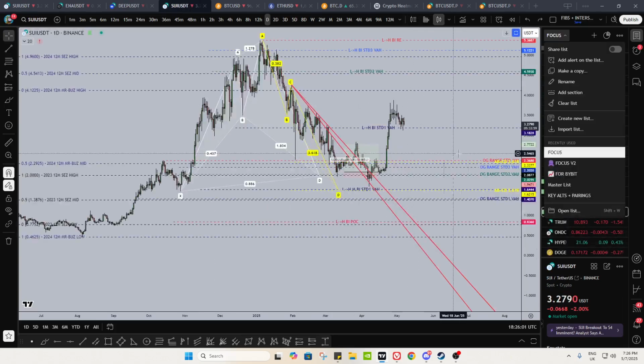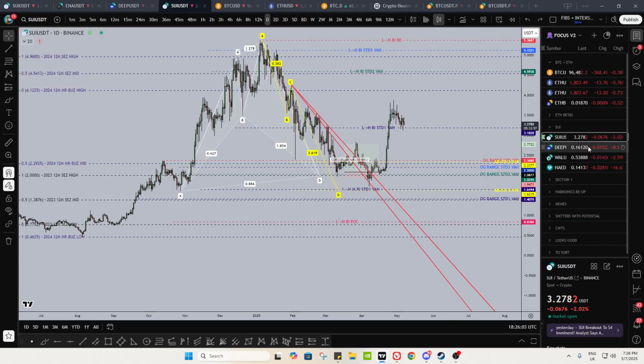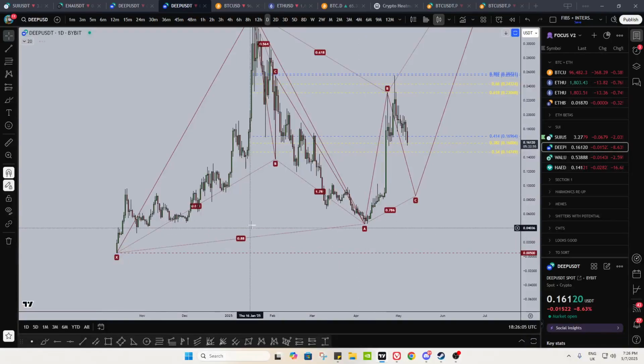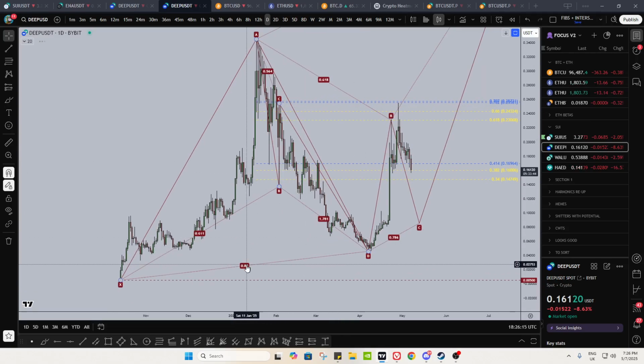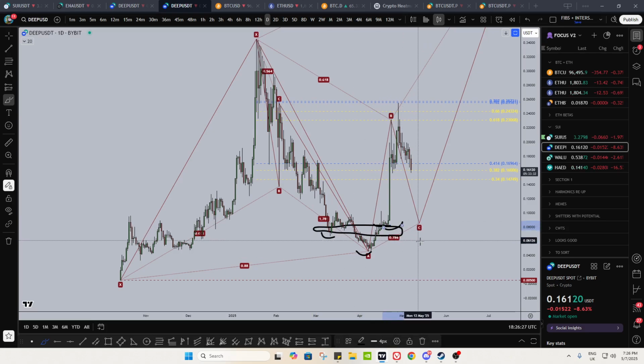But if you take a look at Deep, for example, it was beautiful. Look, 886 basically. X, A, B. There's your 611, basically a 618. Up to C for a 564, down to D for 886. That is what we call a deep Gartley. You got your deep Gartley, you got accumulation around that area, you got the smiley face, and that smiley face is what took you out. The smiley face is slightly here. You didn't get deep enough.